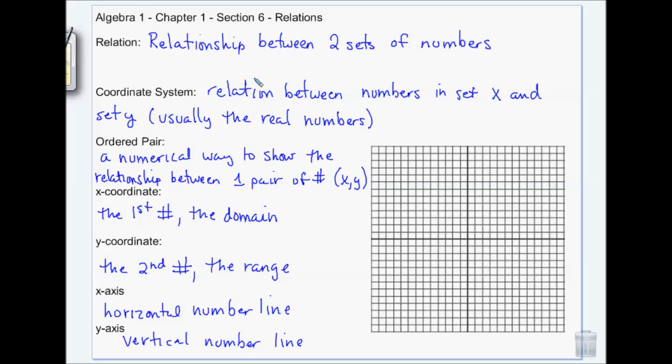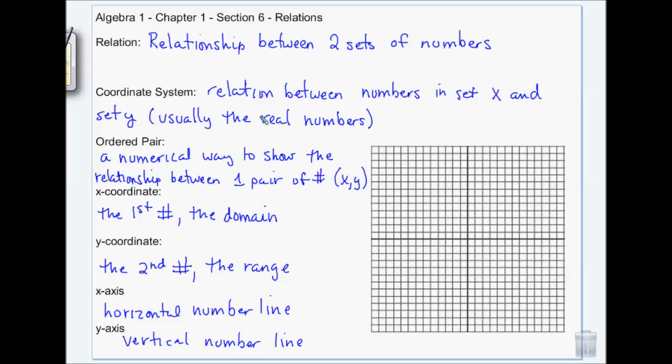So a relation is any relationship between two sets of numbers. It can be like an equation where y equals 2x, so every time you take an x and you times it times 2 and you get a y. It can be just something that you've written down. You can just write down random sets of ordered pairs and pair up numbers however you want. And that's also a relation. It's just any kind of a relationship between two groups of numbers.